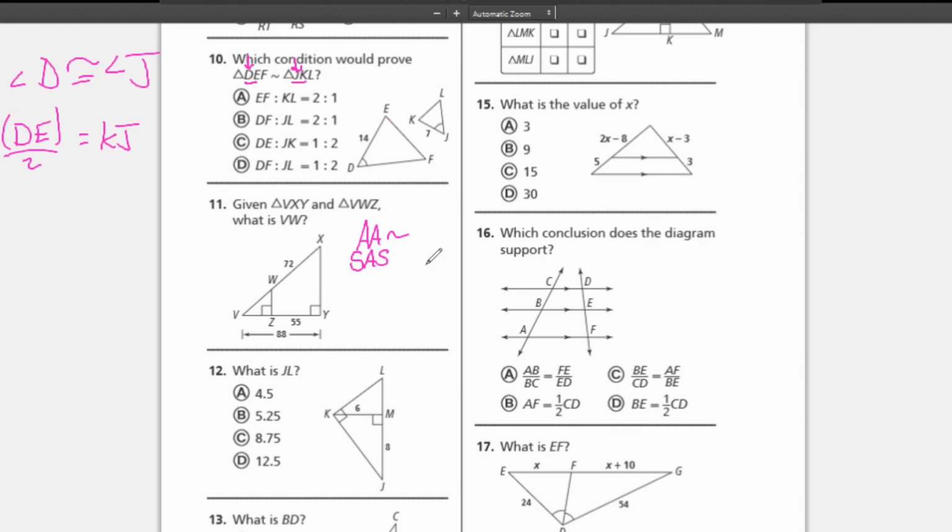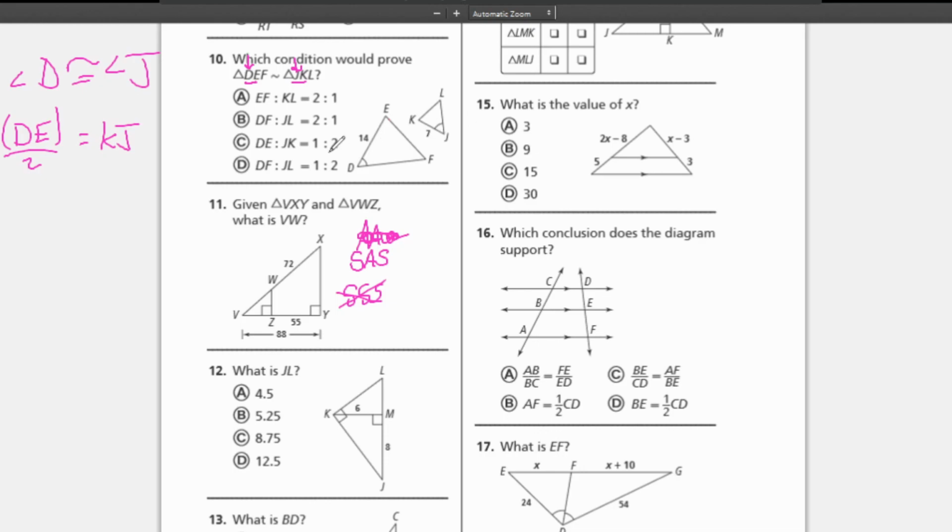Side-side-side similarity is not going to work because here it's only giving us, this is a pick one, and none of these are giving us two more sides, so side-side-side is off the table. So what I'm going to do is see if I have any angle options here. These are all side lengths. So I am forced to do side angle side.